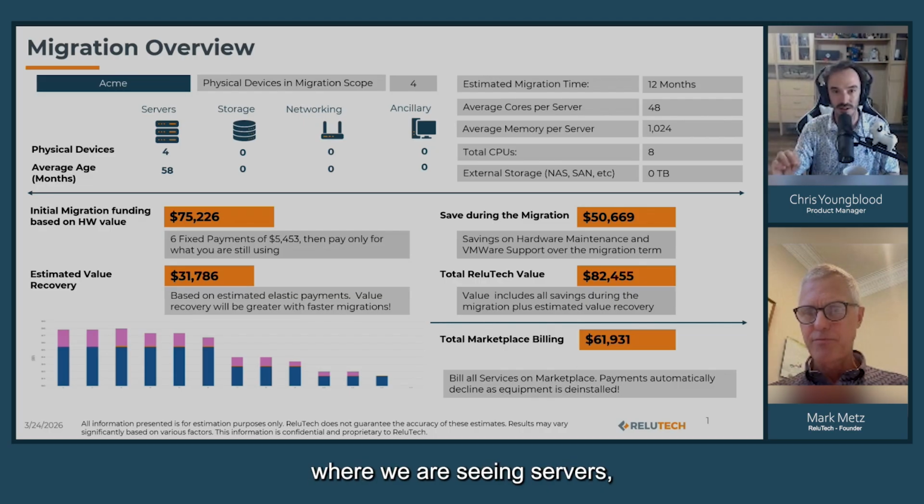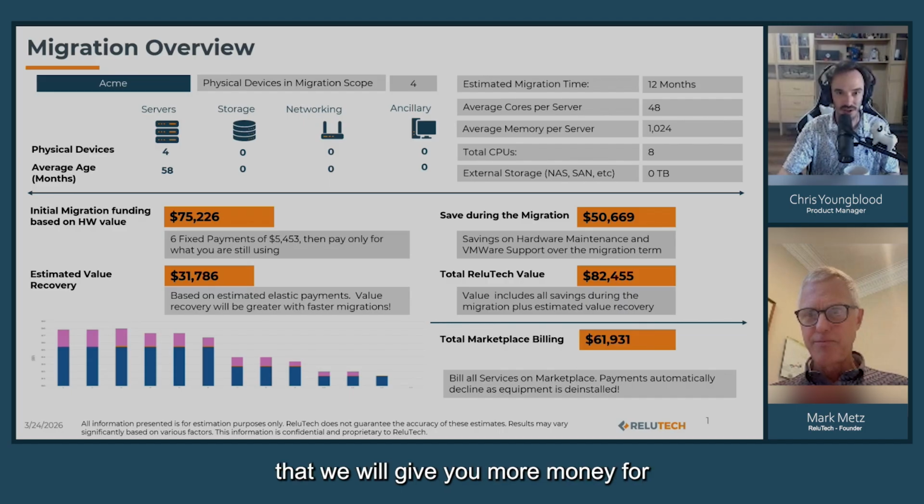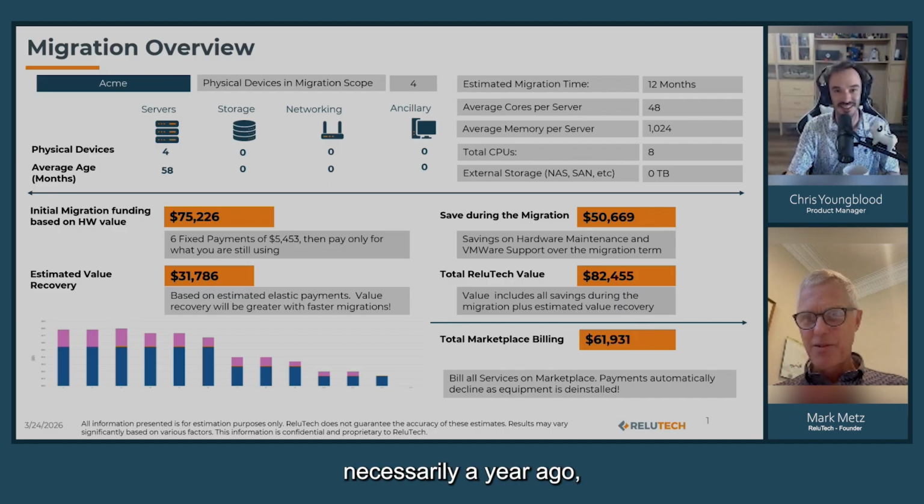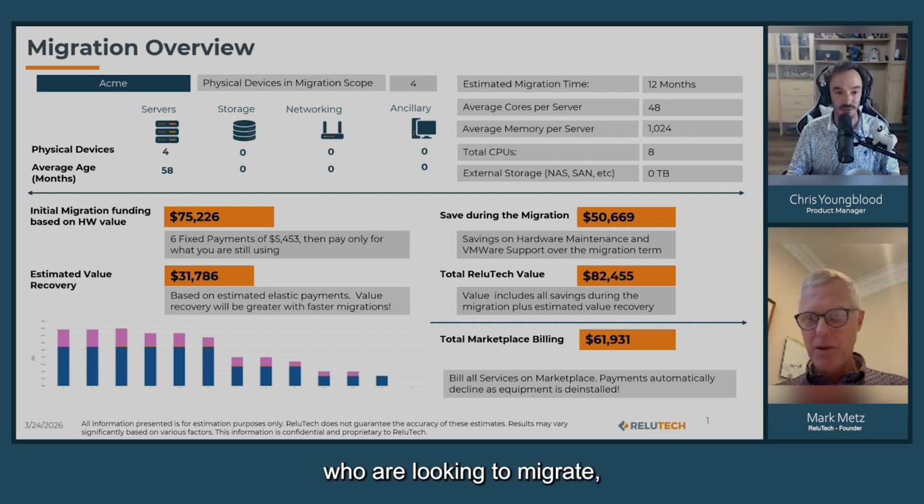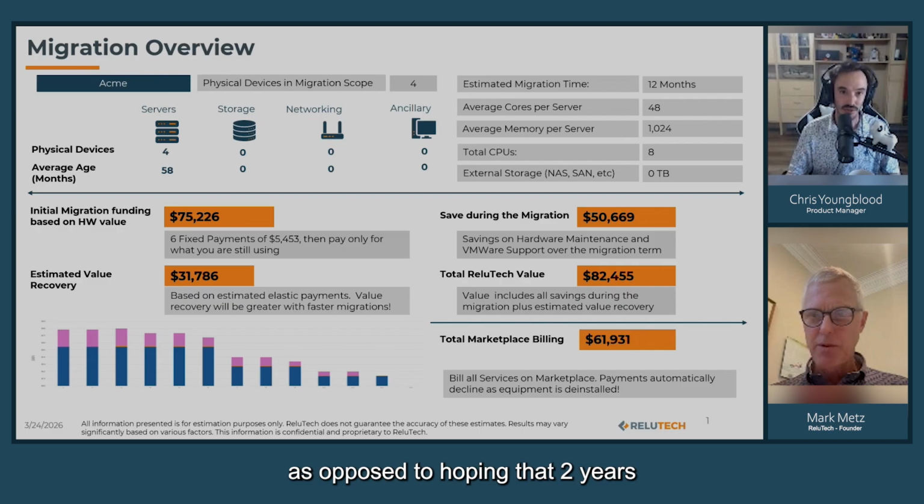And we're in a weird situation where we are seeing servers, same configuration as they were a year ago, that we will give you more money for than we would have necessarily a year ago. Because we have to look at, okay, what's the memory situation here? What does that mean on today's market? And it means for customers who are looking to migrate, we're able to fund you up front for your migration. So you're able to capitalize on that now, as opposed to hoping that in 2 years when you're done migrating, my memory is still valuable.